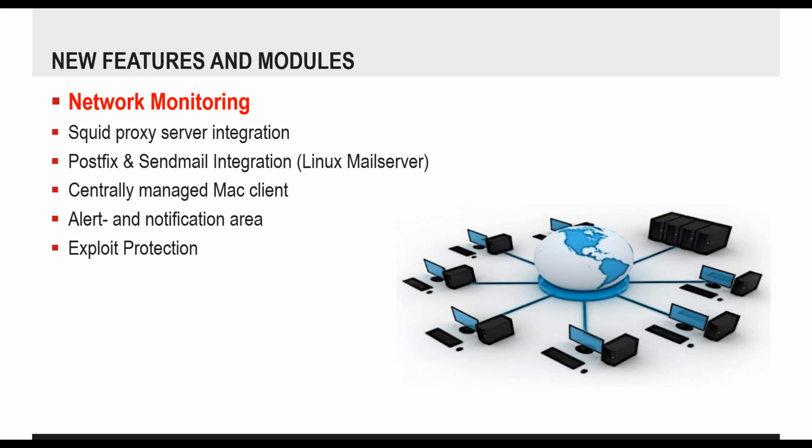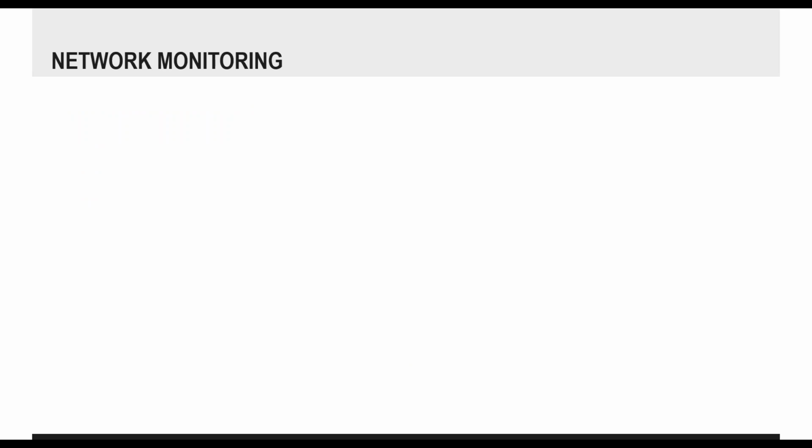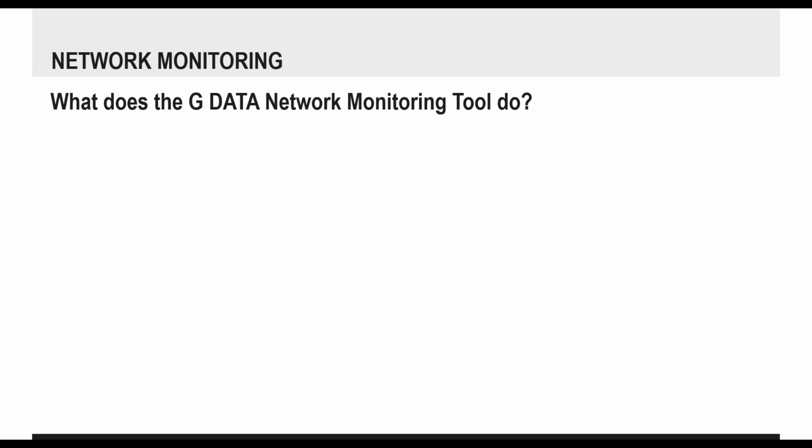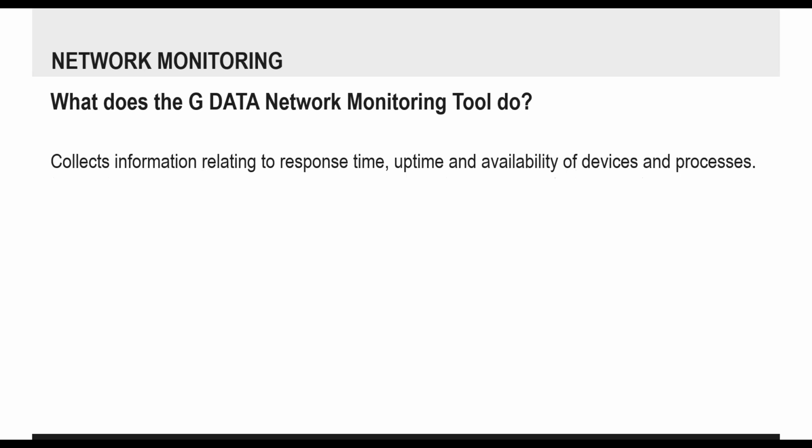So let's go through the new modules that have been included. The first one, and perhaps the biggest change, is the new network monitoring module. So what will this network monitoring tool actually do? It's monitoring information relating to response time. For example, you can see how well a web server is responding, and uptime. You can check to see whether a switch or a router is up, for example, and availability of devices, and also monitor processes on that end device.